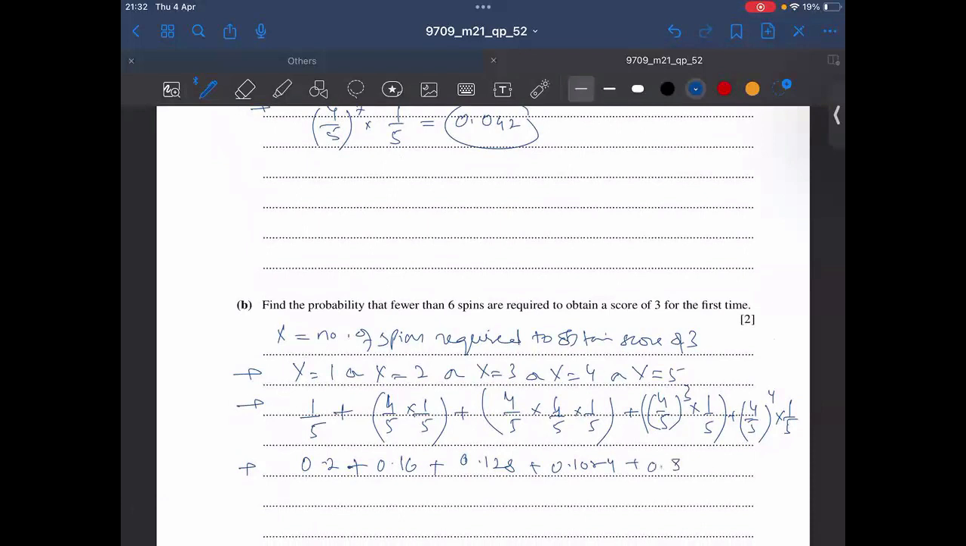0.08192. Now add 0.1024 plus 0.128 plus 0.16 plus 0.2. It's going to be 0.67. Yes. 0.08192. Okay. Final answer is 0.672.